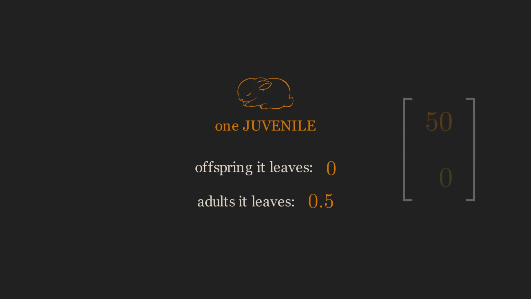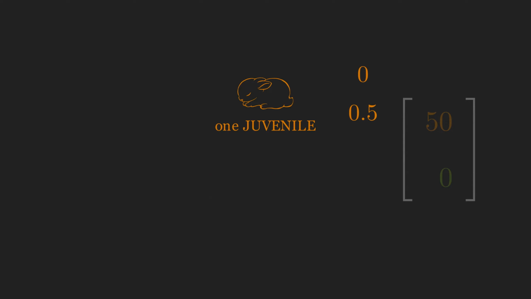I know half an adult sounds strange. There is no such thing as half a rabbit. But we are not talking about one real young. We're talking about what an average young contributes. Out of every 2 juveniles, on average, 1 makes it to adult. For a single one, half. That's all a juvenile contributes to the following year. 1 column, 2 numbers, again another vector.